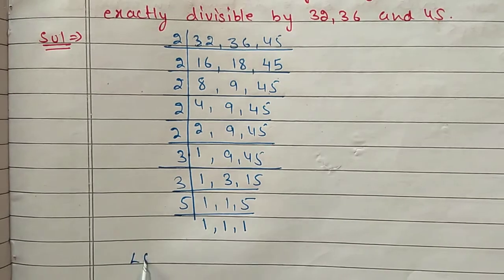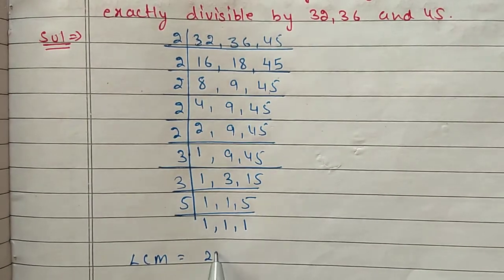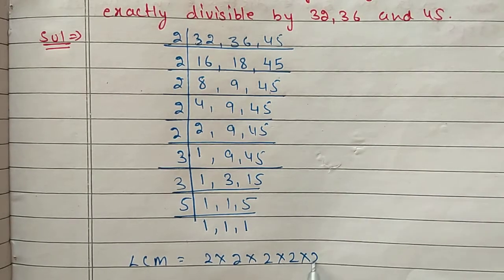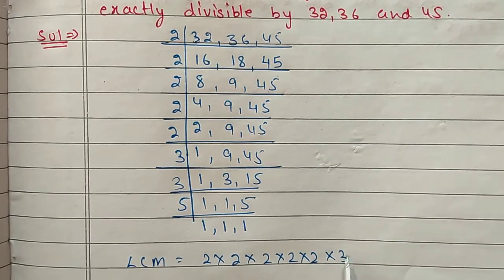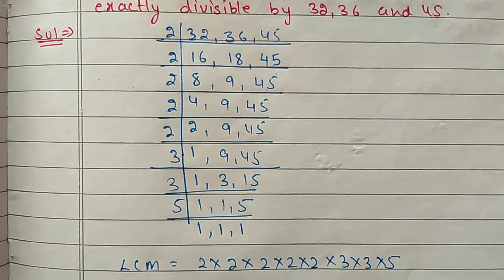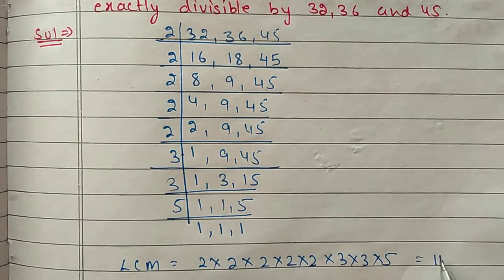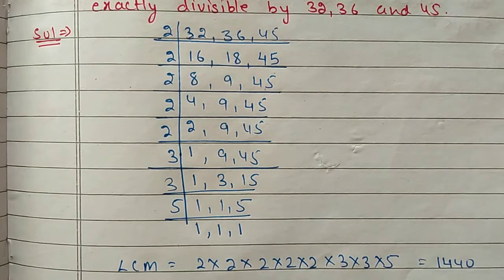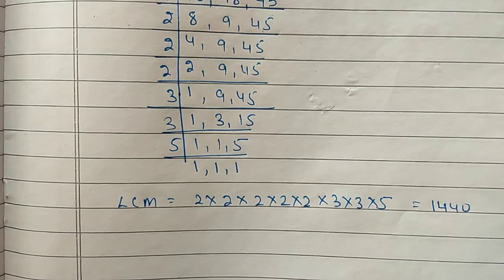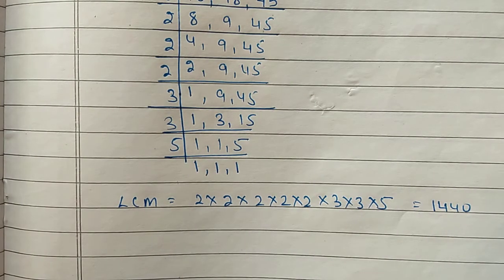So the LCM will be the multiplication of these numbers: 2 into 2 into 2 into 2 into 2 into 3 into 3 into 5. If you multiply these numbers you will get 1440. Now we have to check in the table of 1440 which is the least 5 digit number.